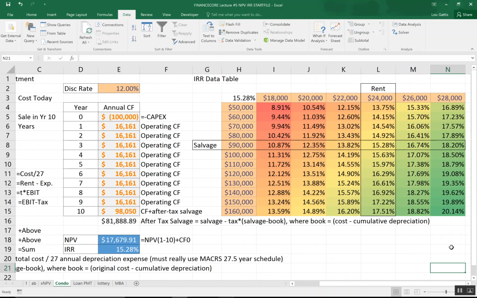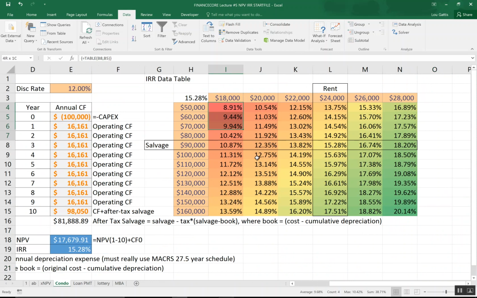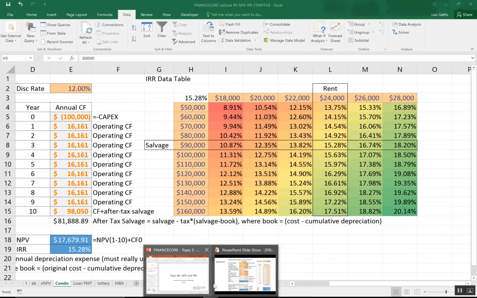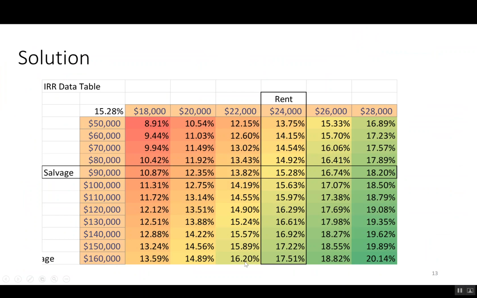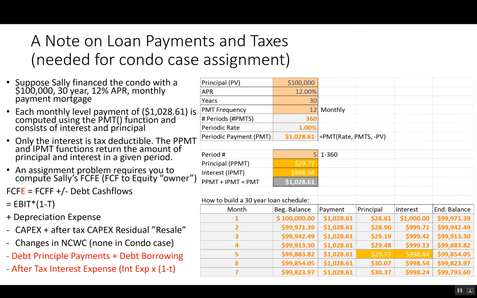So there we have some sensitivity analysis of what the IRR will be as I vary rents from 18 to 28 and salvage from 50 to 160. Now a note on loan payments and taxes. This is going to be needed for the assignment for this section.